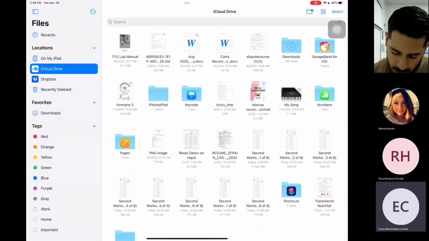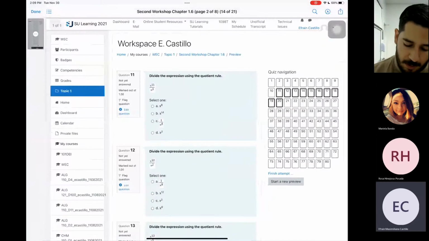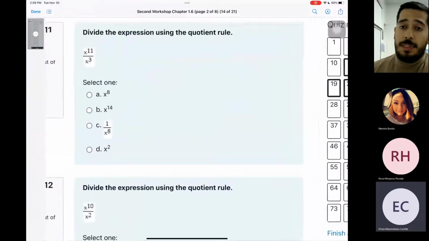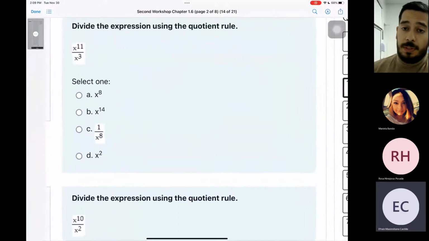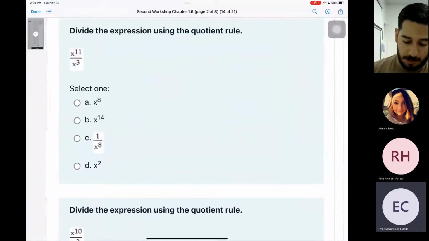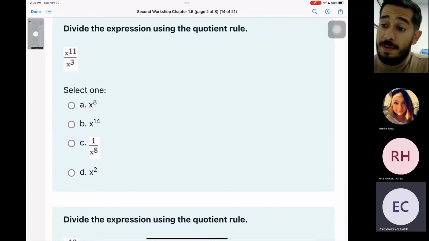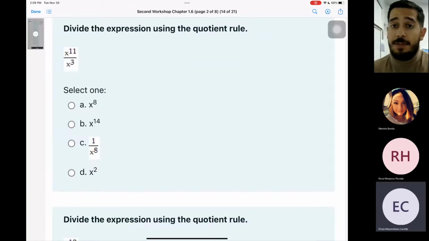Let me go ahead and open the second worksheet for the second rule. Okay. Now the next rule is called the quotient rule. This is the opposite of the product rule. Quotient rule says if you are dividing variables, let's say that's the same variable x, if you are dividing those, then you have to subtract exponents. So always take the top exponent, and subtract the one in the bottom from the top, right?